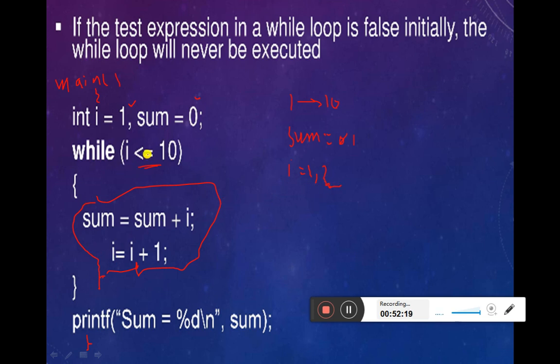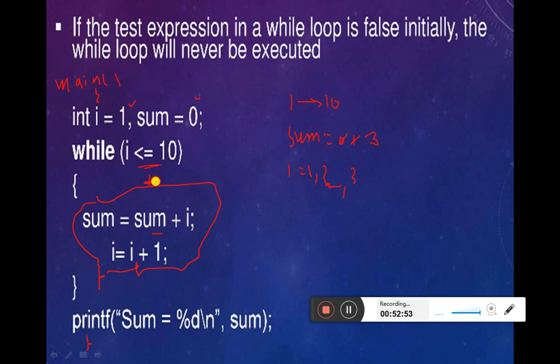And we go back for the condition test again. Is 2 less than or equal to 10? True. Again we go for executing the body of the loop. Now sum equal to sum plus i. The current sum is 1, i is 2, so 1 plus 2 is 3. Now sum becomes 3, and i becomes 3, i equal to i plus 1. So we go back for the condition test again. 3 less than or equal to 10 is true again.